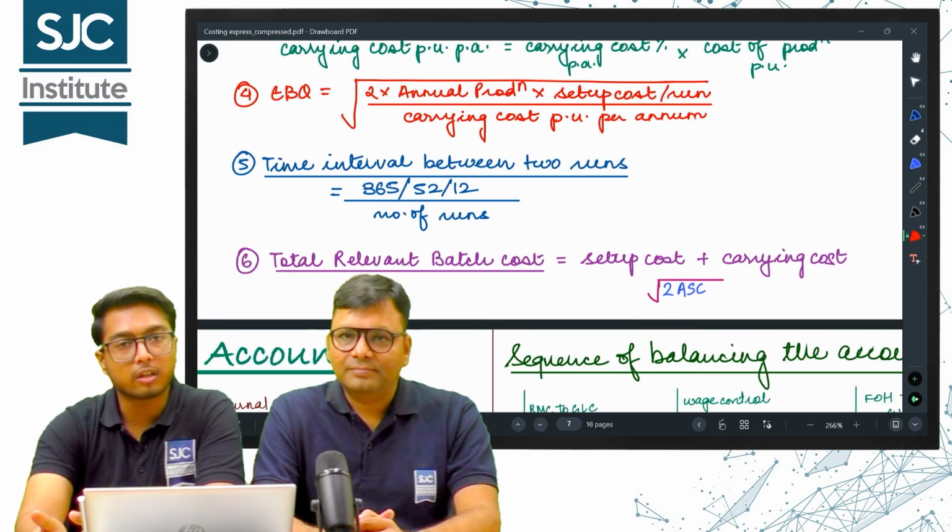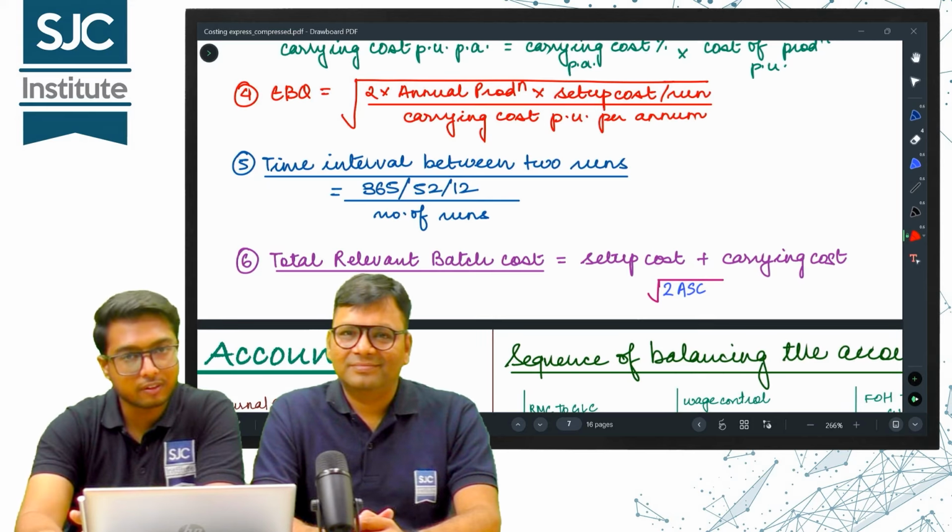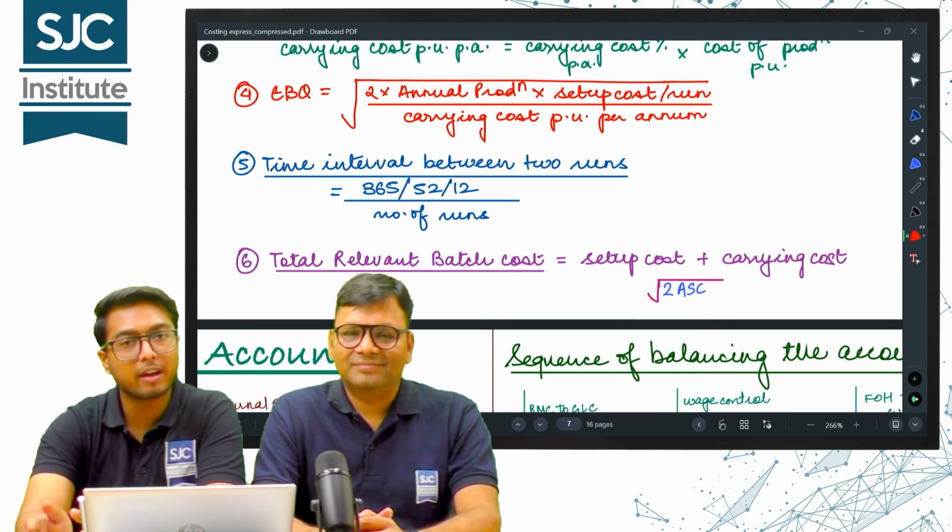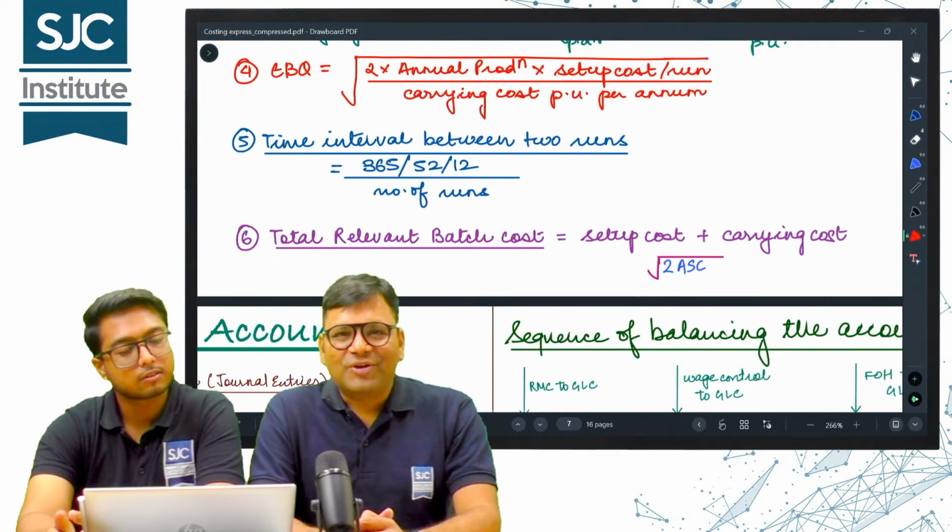Time interval between 2 runs is computed by dividing 365 days or 12 months or 52 weeks by the number of runs. This completes batch costing.